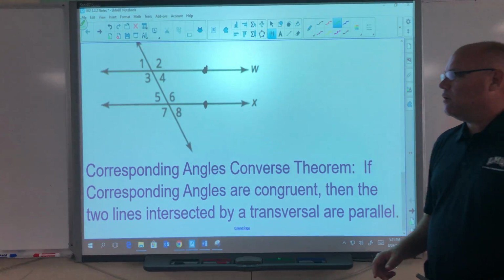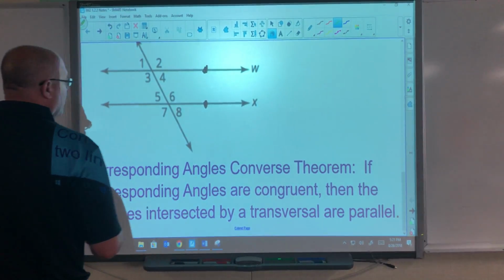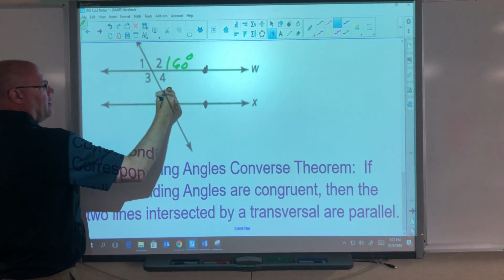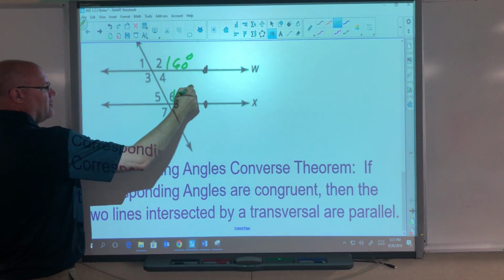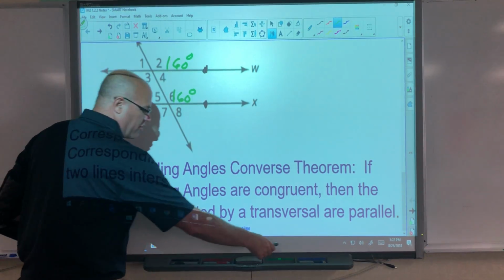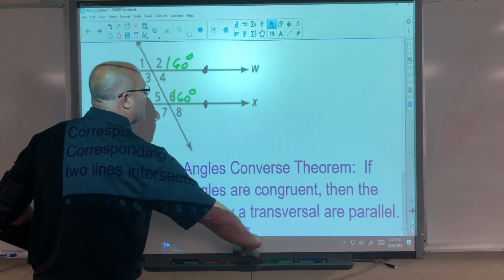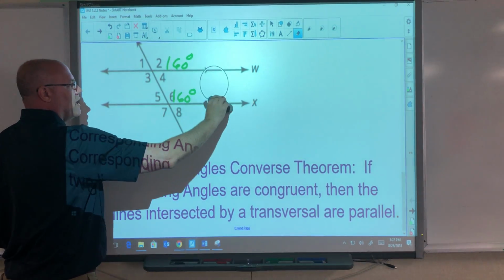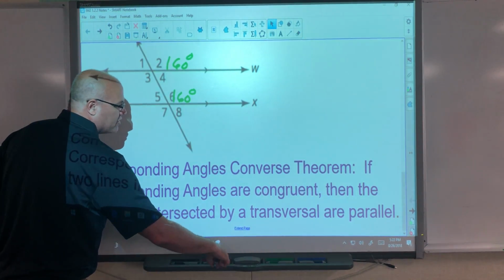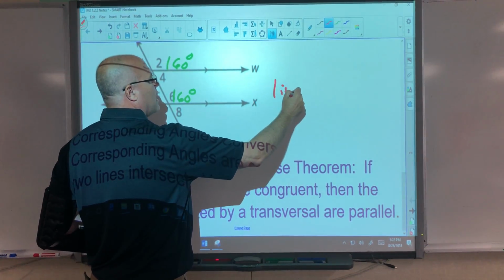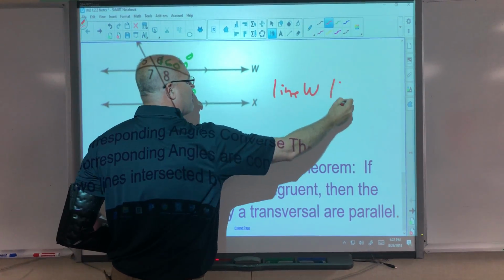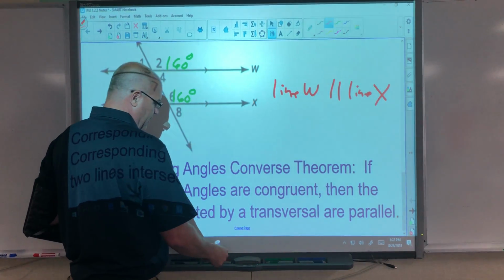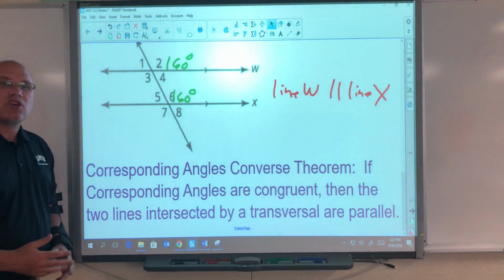So in this example, we have the same set of angles here, but we give you something like, oh, this is 160 degrees, and this is 160 degrees. So since corresponding angles are congruent, then we can say that line W is parallel to line X. Then we'd have this situation, right? Line W is parallel to line X. And that is the corresponding angles converse theorem.